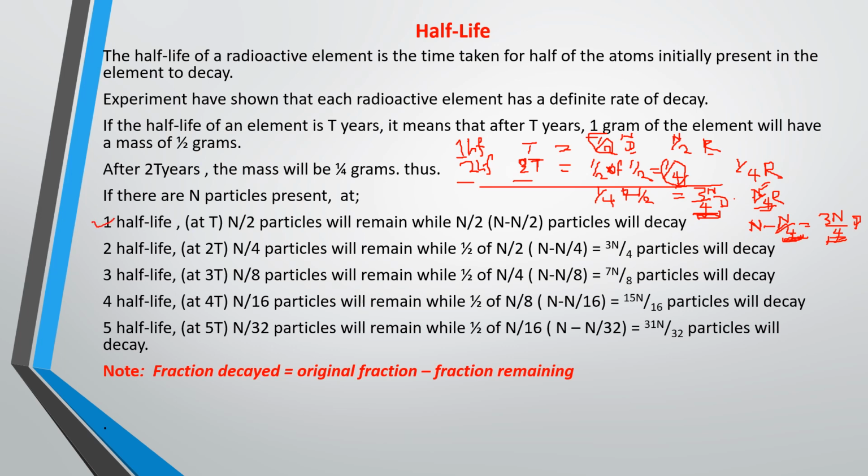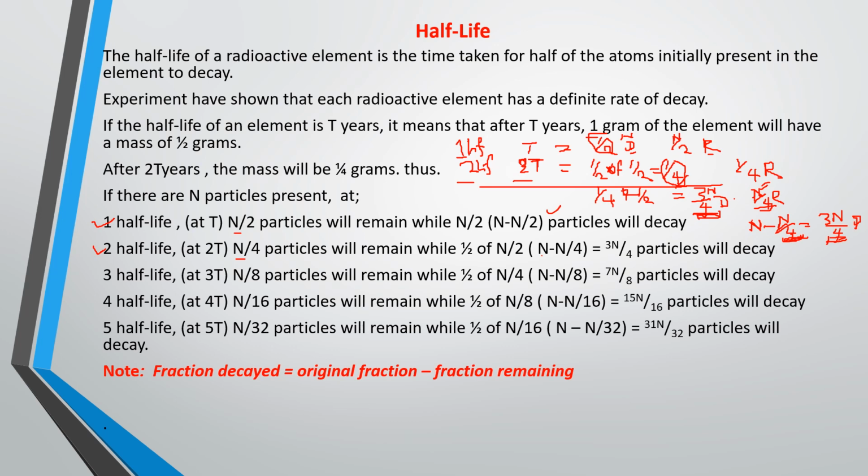First half-life is this, and I've said that the amount remaining will be n over 2 and the amount of the particle that has decayed is n minus n over 2, just like I did here. So this is for the first half-life. Then the second one is for 2 half-lives. The amount that is remaining is n over 4. The amount that will decay is n minus n over 4, which gives us 3n over 4. That's what we did here.